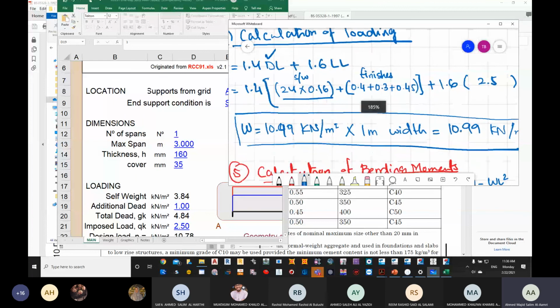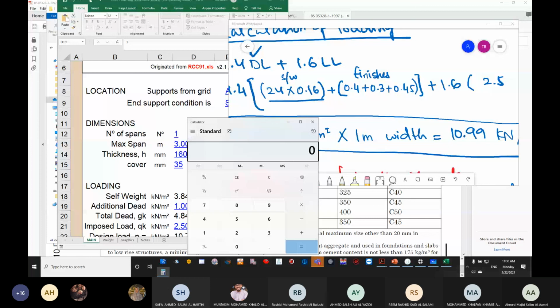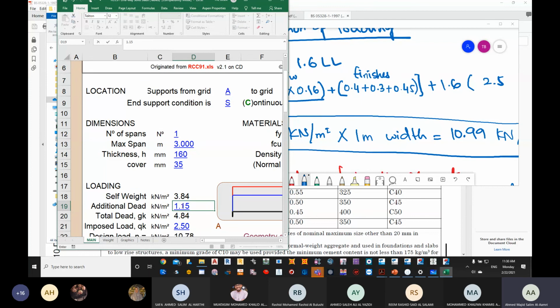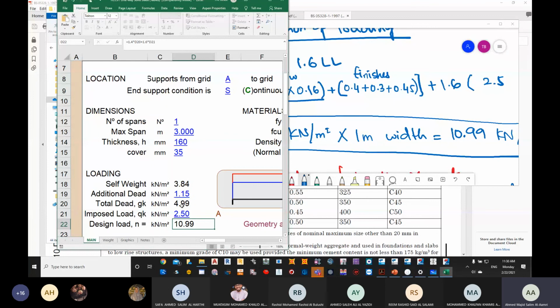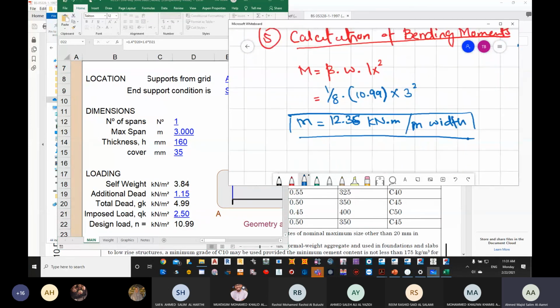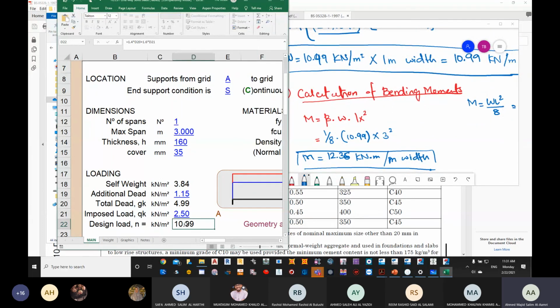Okay. So you can see that the finishes in this scenario is 0.4 plus 0.3 plus 0.45. These are the finishes for us. So it is 1.15. The imposed load is 2.5. You can see now that your ultimate design load, as we have got it here, we have got our design load to be 10.99 if you remember, and we have got it here to be 10.99.